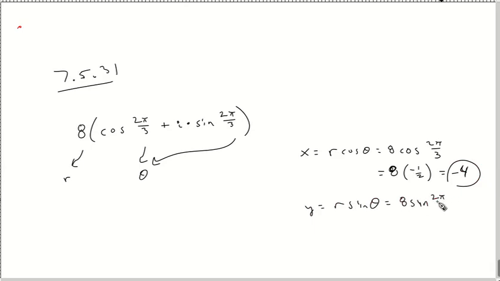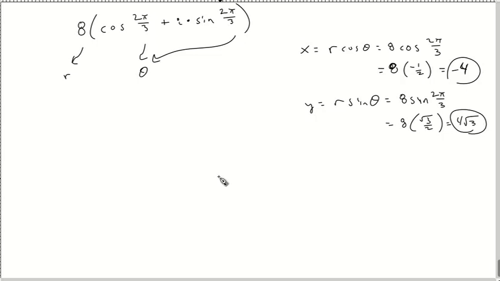Same thing, except that right here we get a positive square root 3 over 2. So 4 square root of 3. All right, now we need to convert this. We need to write this in the proper format.